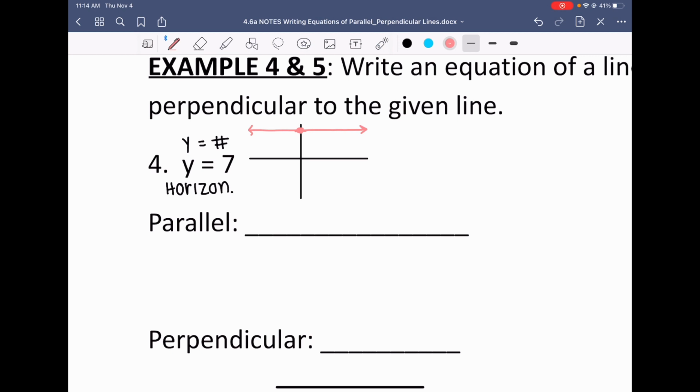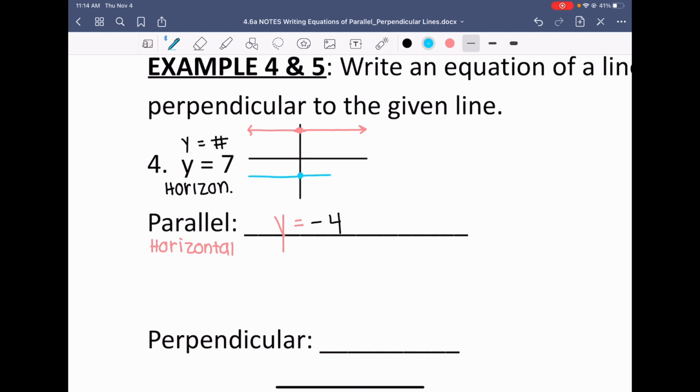So if I want a line that's parallel, I have to create another horizontal line. Another horizontal line is just another y equals line. So I could have done y equals a negative 4, and that's going to be parallel because that line will be down here somewhere. And that creates a parallel line. Yesterday in the notes, we learned that all horizontal lines are parallel to each other and all vertical lines are parallel to each other.